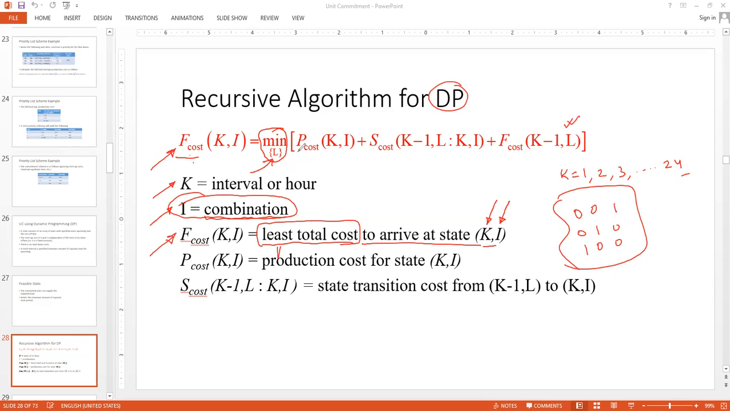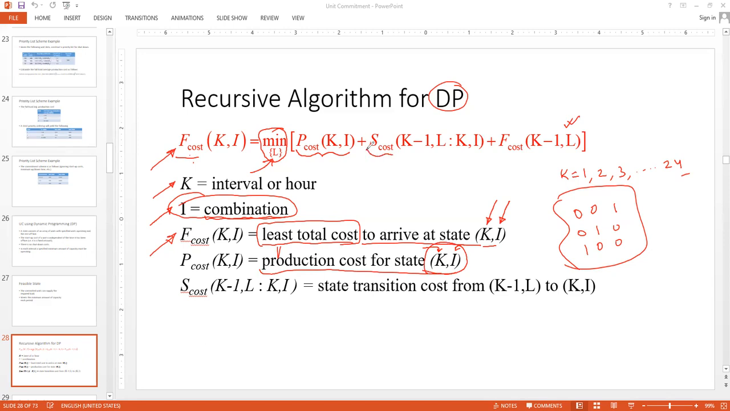So let's start with P cost. P cost is basically nothing but the production cost for state k, i. For the state k, i, or the combination I, hour number k, the production cost for this k, i. How we are going to calculate it? Again, we'll show it in the example.